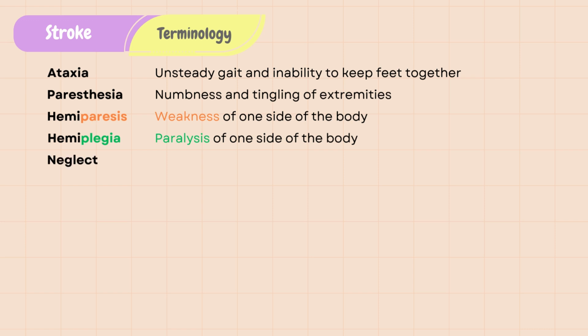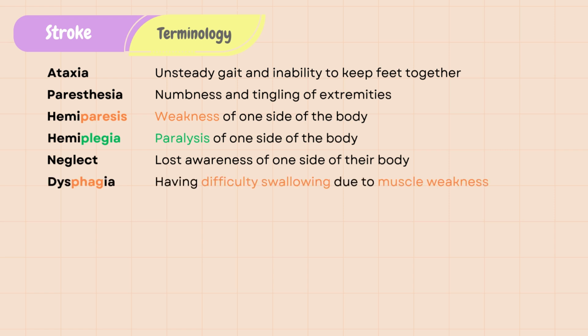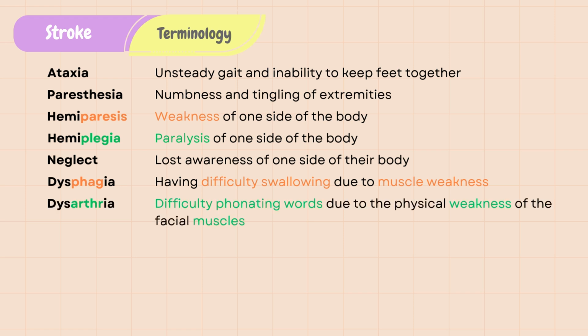Neglect happens when the patient loses awareness of one side of their body. For example, the patient may miss things on the affected side, such as not eating food on one side of the plate. Dysphagia means having difficulty swallowing due to muscle weakness in the throat. Dysarthria means difficulty phonating words due to the physical weakness of the facial muscles.